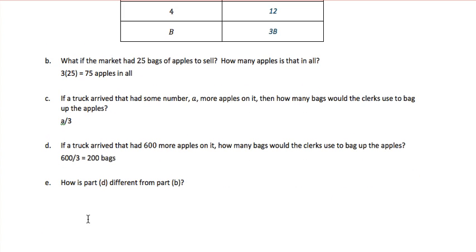How is part D different from part B? Well, in part B, we have the number of bags of apples, and we are trying to calculate how many apples in all that is. So the smaller number, the number of bags, times 3 to get the larger. Where in D, we have the number of apples, the larger number, and we're dividing it to find the number of bags. So they are opposites.